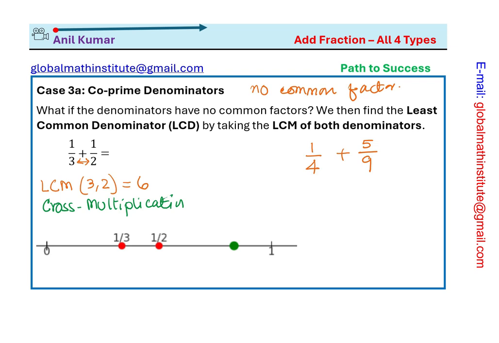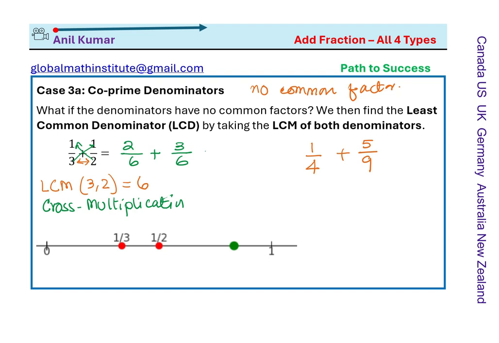So 3 times 2 is 6, correct? And then this goes there, multiplied. So 2 times 1 is 2 plus 3 over 6. You get the whole idea. So that is how you can very easily get this fraction, right?